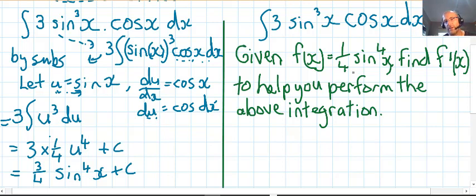That will help us perform the above integration. Now, keen viewers would have spotted some similarities between the given function and when I did it with the specialist math technique, integration by substitution. After we did the u substitution back over here and we spat out a result, you'll see that this section here spits out that result. Interesting, right? Interesting.